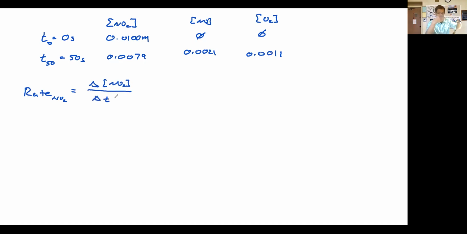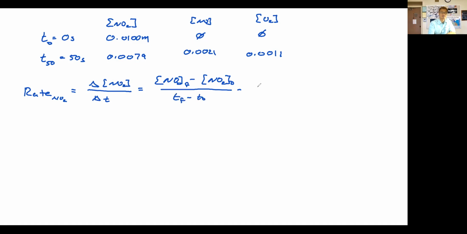Remember the analogy I used with velocity: it was the change in position over the change in time. Here we're dealing with a chemical reaction. We're looking at the change in the concentration of nitrogen dioxide over time. So it's going to be the concentration of nitrogen dioxide final minus the concentration of nitrogen dioxide initial, all over T final minus T initial.